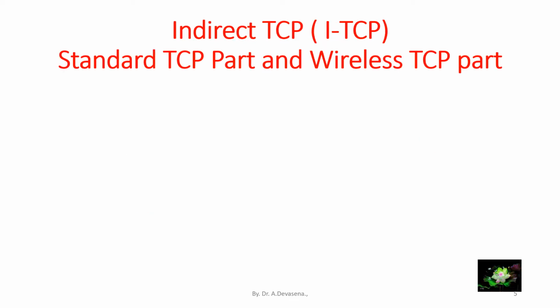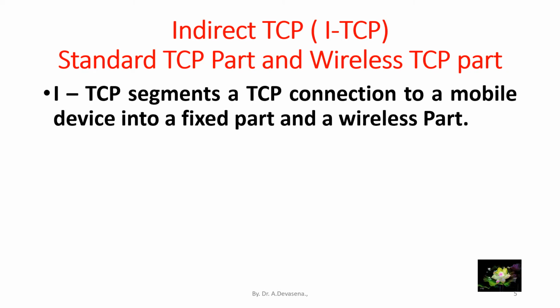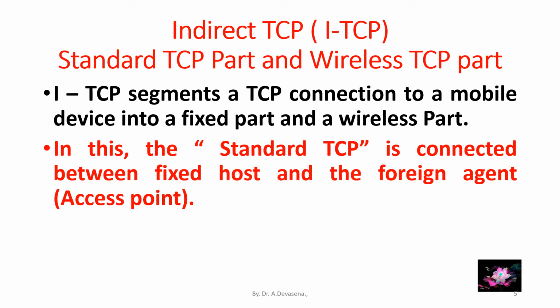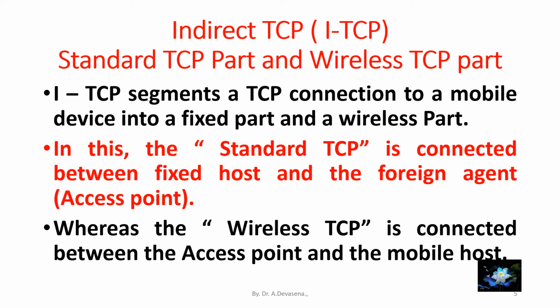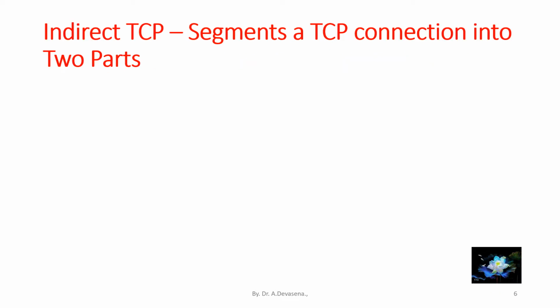Indirect TCP, standard TCP part and wireless TCP part. I-TCP segments a TCP connection to a mobile device into a fixed part and a wireless part. In this, the standard TCP is connected between fixed host and the foreign agent, that is the access point, whereas the wireless TCP is connected between the access point and the mobile host. Indirect TCP segments a TCP connection into two parts. Let us see the diagram representation.